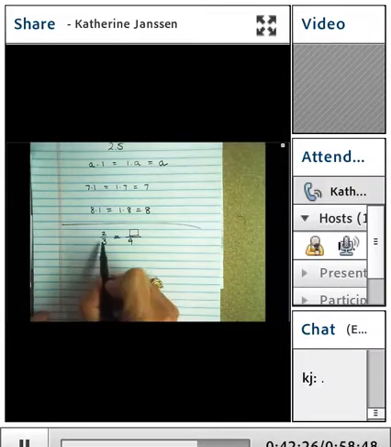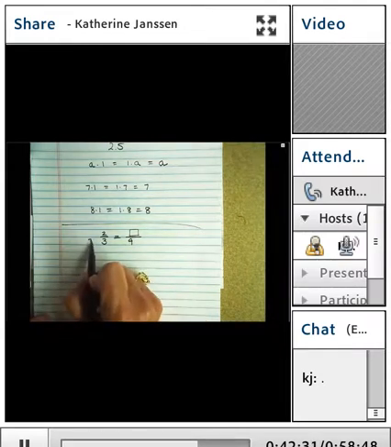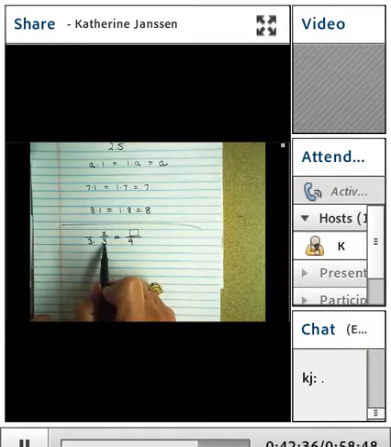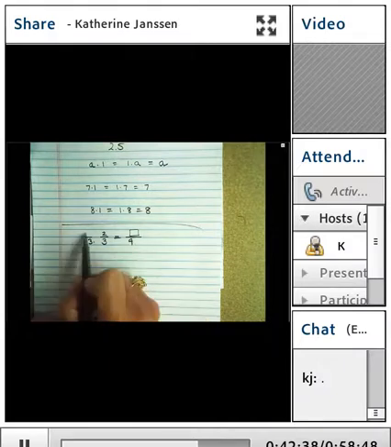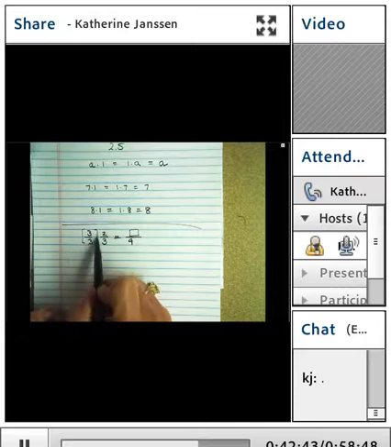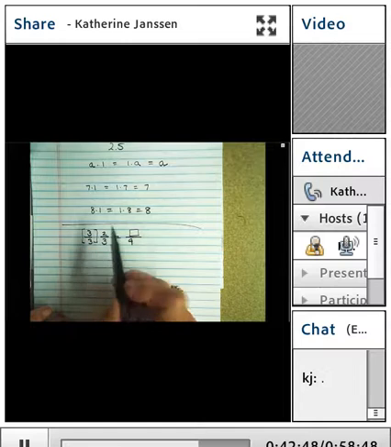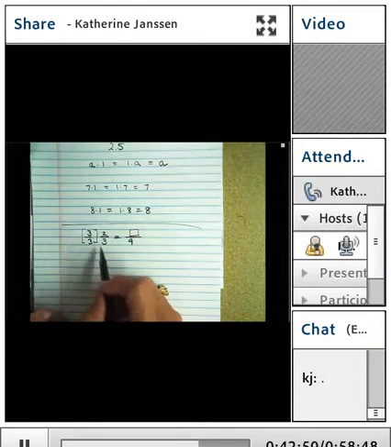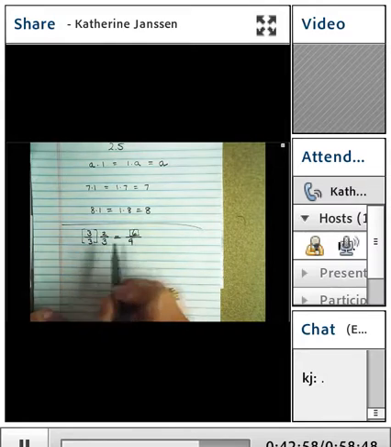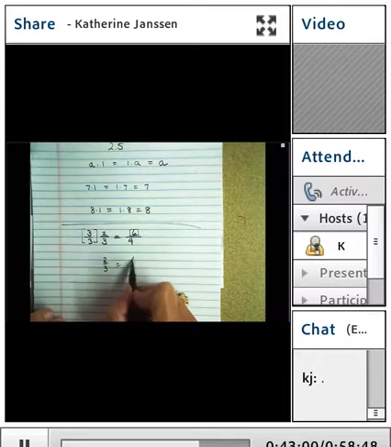So we're going to have to find a number times 3 that equals 9. Well, 3 times 3 is 9. But if I multiply the denominator by 3 to make it a 9, I'm going to have to multiply the numerator by 3. Because now I have another name for 1. And 1 times any number is the number itself. In fractions, it may not look the same, but it has the same value. So 3 times 2 is 6, and 3 times 3 is 9. So 2/3 is equal to 6/9.